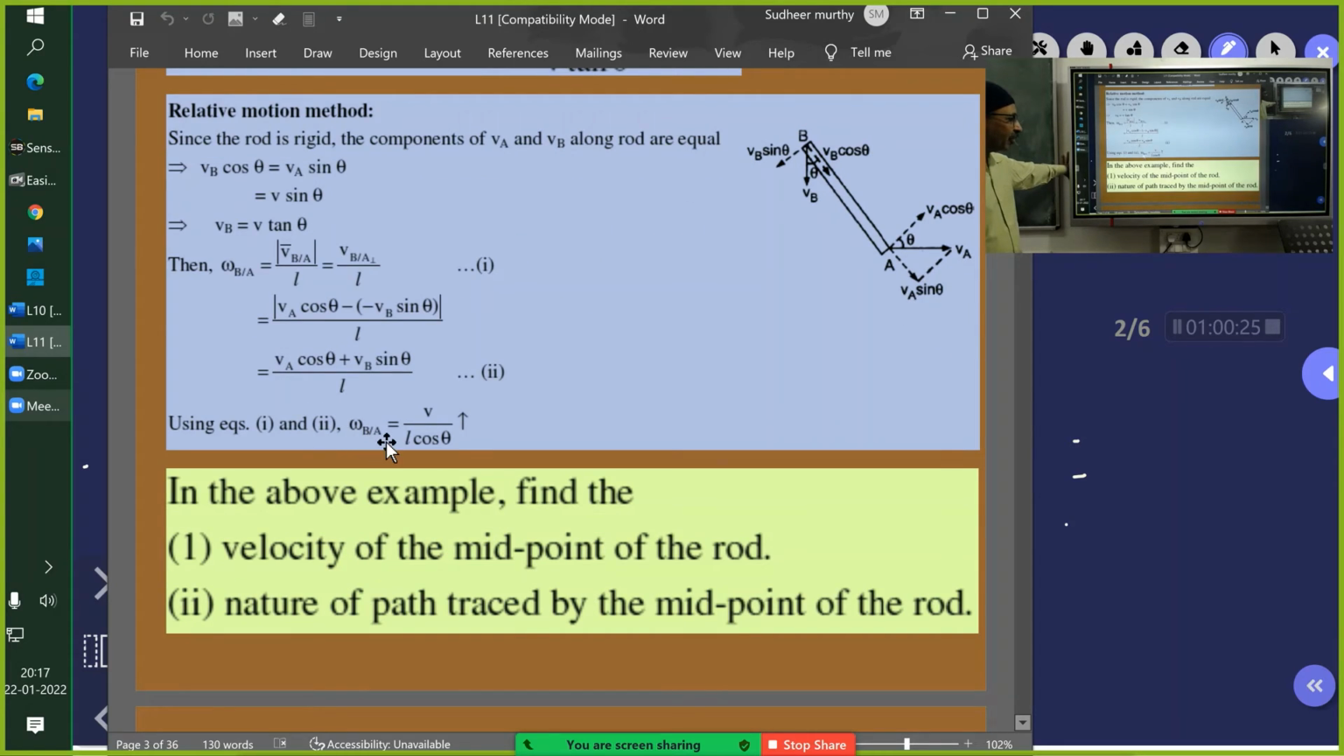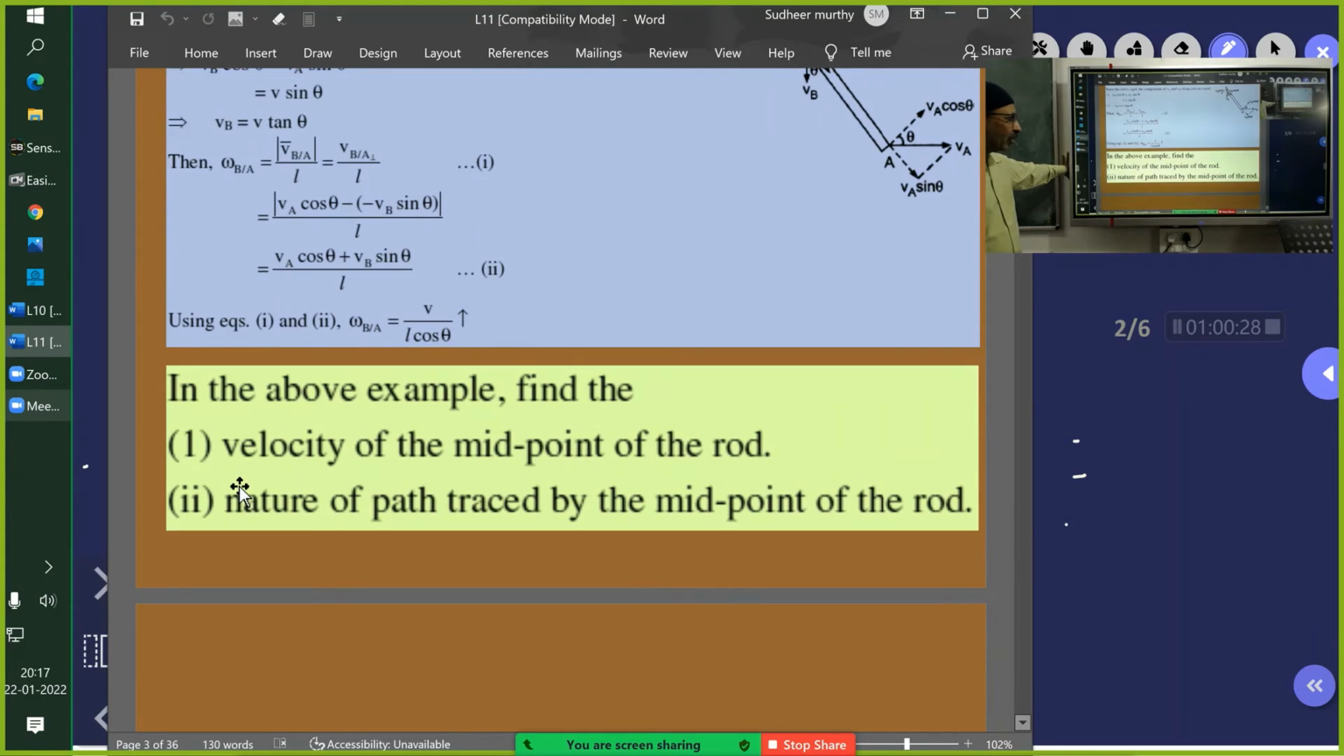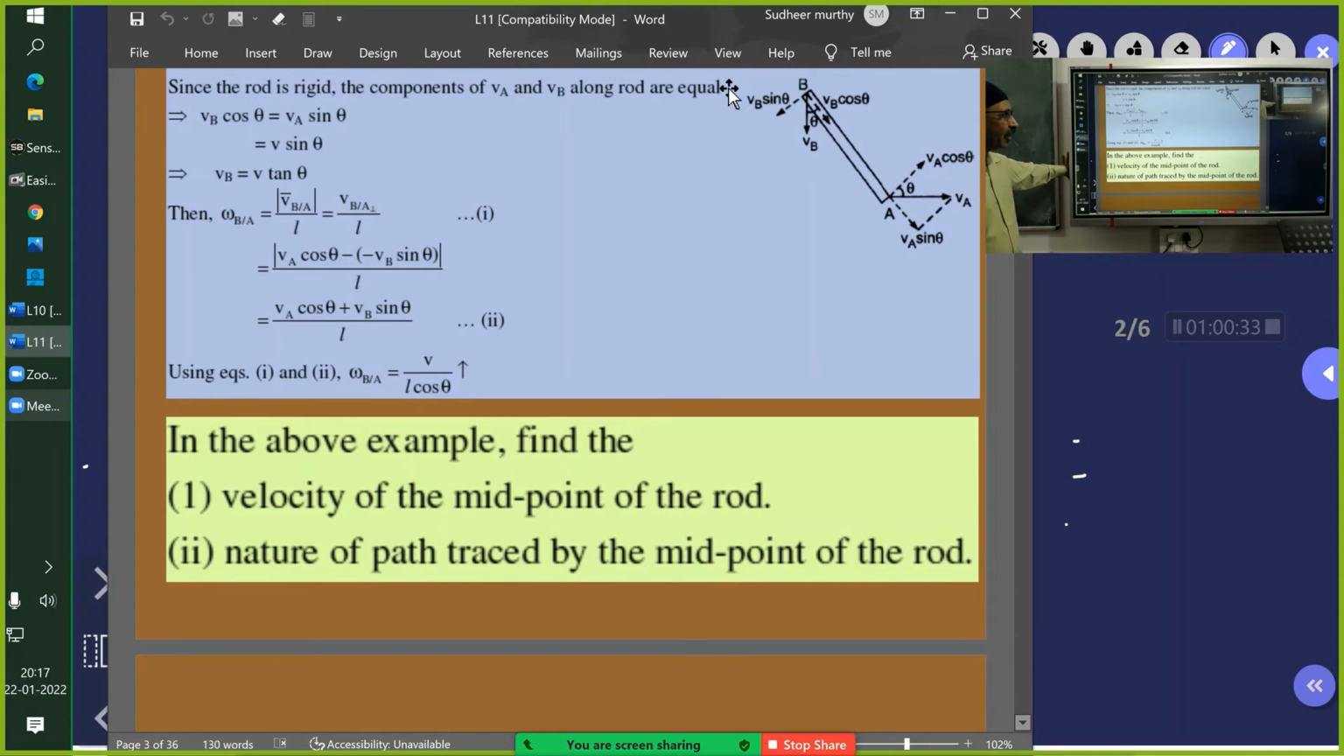So now the velocity of B with respect to A will be V by L cos theta. In the above example, find the velocity of the midpoint of the rod. Now see, the reason I have developed all of this theory is that a set of numericals is based on that theory. So if you have understood this theory, then you can skillfully apply it and solve these numericals. Are you ready?